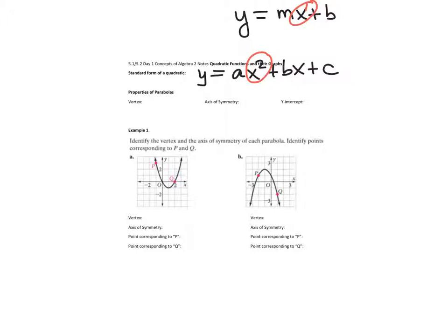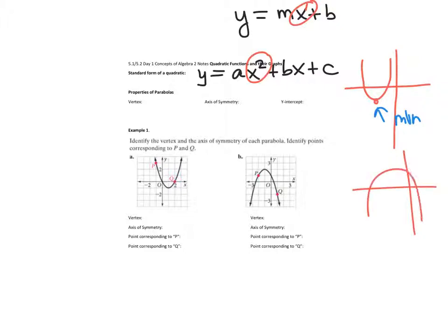A parabola has a vertex. The vertex of a parabola looks like this. This is called having a minimum value. So this has a minimum value. And a parabola can open down and have a maximum value.